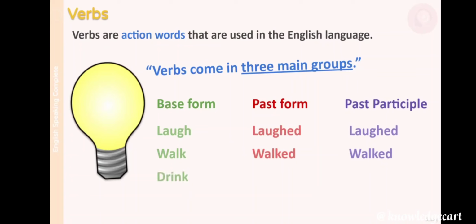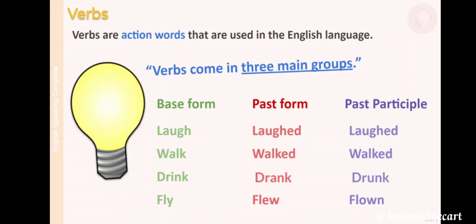Here's another example. Drink. What might the simple past form of this verb be? Instead of ed, drink becomes drank in the past form, and in the past participle we have drunk. Here's another example. Fly. In the past form we don't say flied, we say flew, and the past participle is flown. Three different ways that we can use the same verb, which has of course the same meaning.